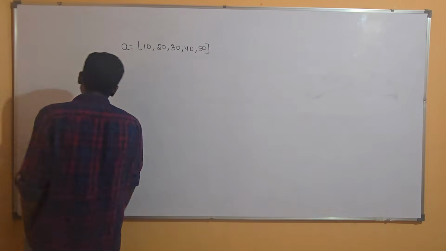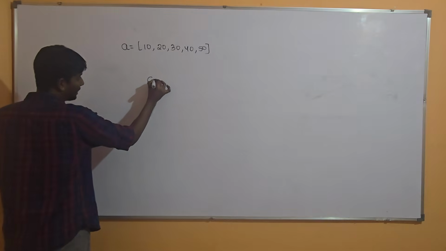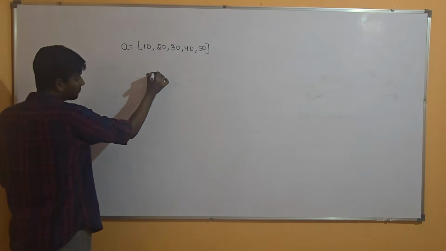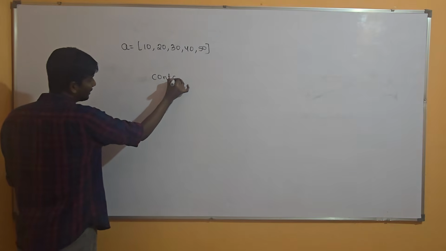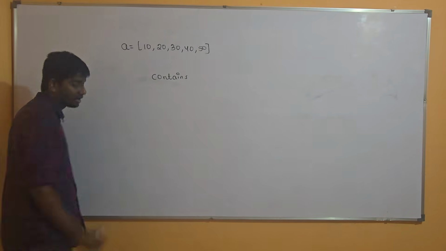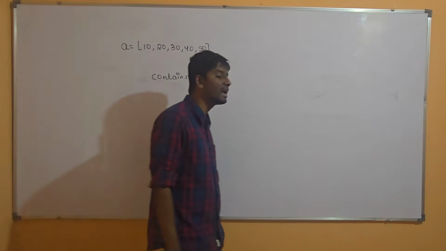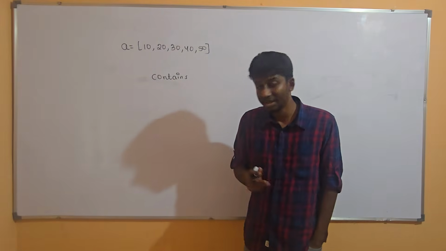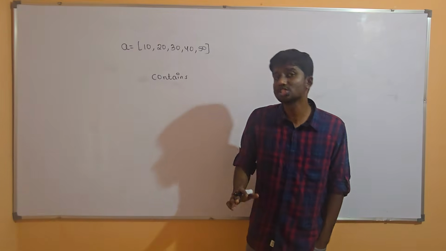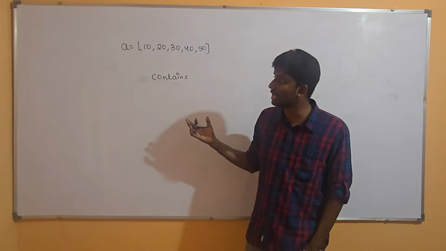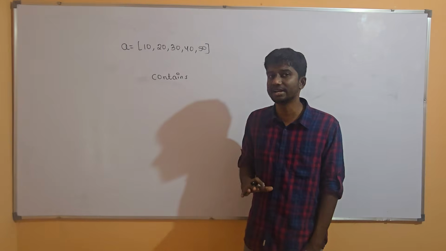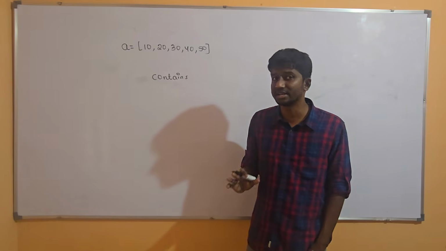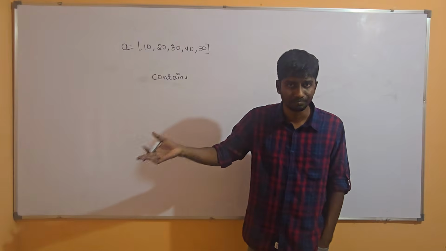Remember, for that, the method is contains. See, small c. The contains method is used to check if the element is present or not. If the element is present, it will say true. If the element is not present, it will say false. It's a Boolean method: true or false.